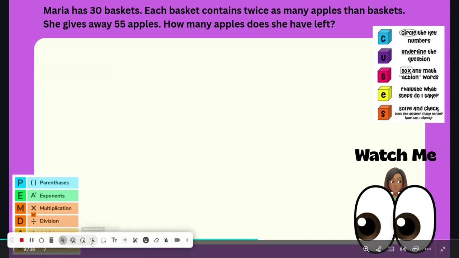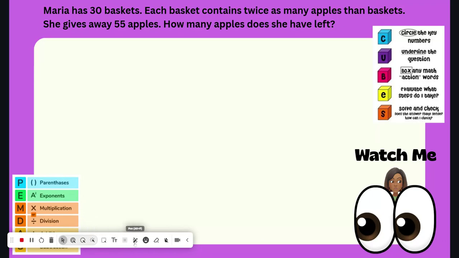It says Maria has 30 baskets. Each basket contains twice as many apples than baskets. She gives away 55 apples. How many apples does she have left? Well, I already see that this is a word problem. So I know in order to solve this word problem, I can use this CUBES strategy. And we learned a little bit about this last week.